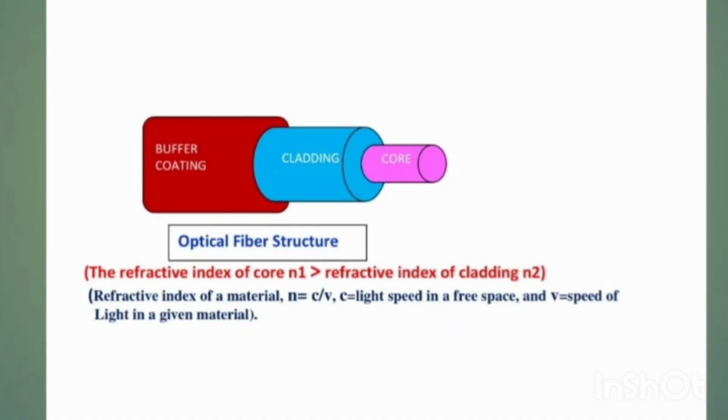Hi, dear listeners. Now I am explaining how to achieve total internal reflection and how light carries a lot of information through the optical fiber. To achieve total internal reflection, we need to know the basic optical laws.